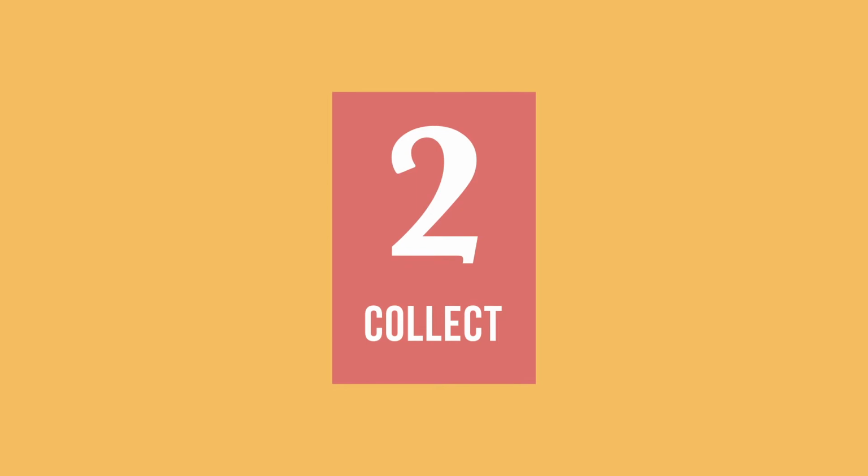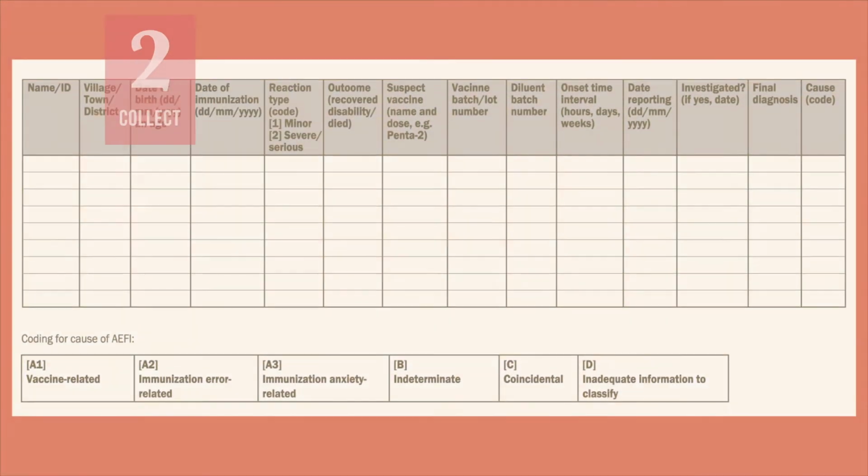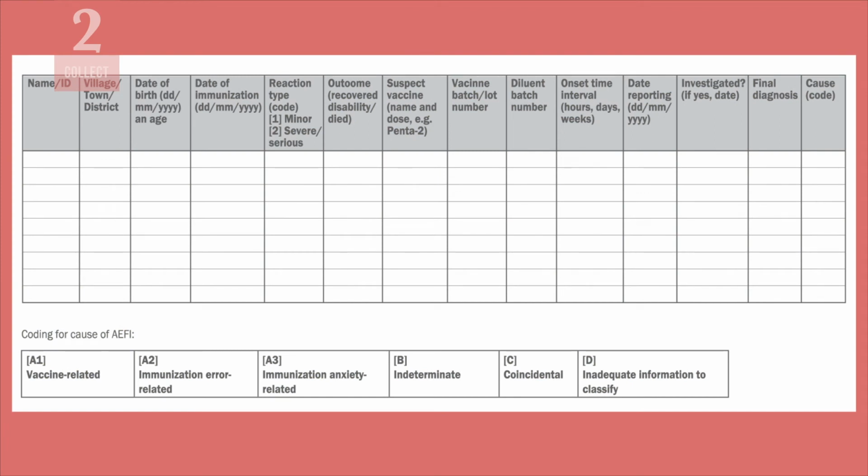Next, collect information about each case into a line list. Let us review the important information in this sample AEFI line list. First, record the patient's name and the AEFI reporting ID number used on the AEFI reporting form. Note that this number is not linked to the immunization register. Enter other patient information, including location and date of birth.